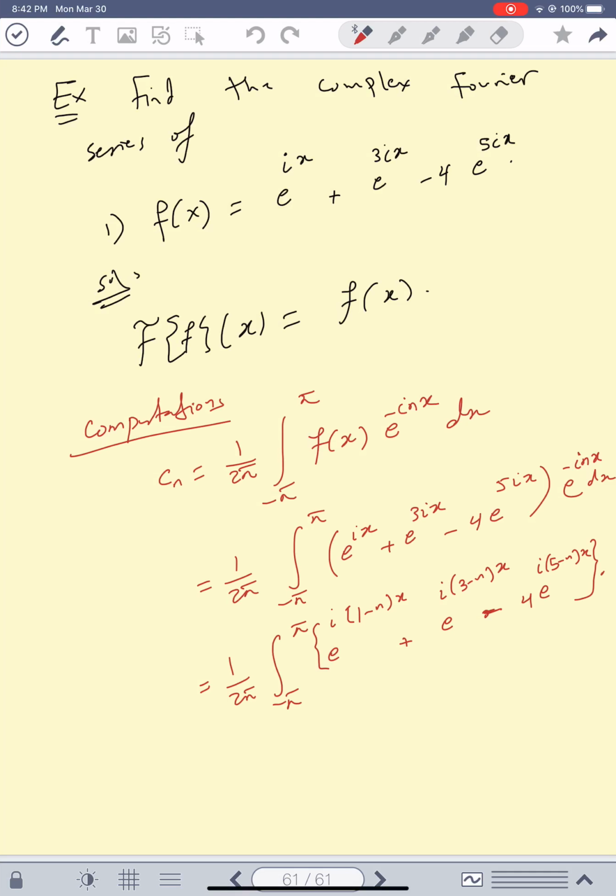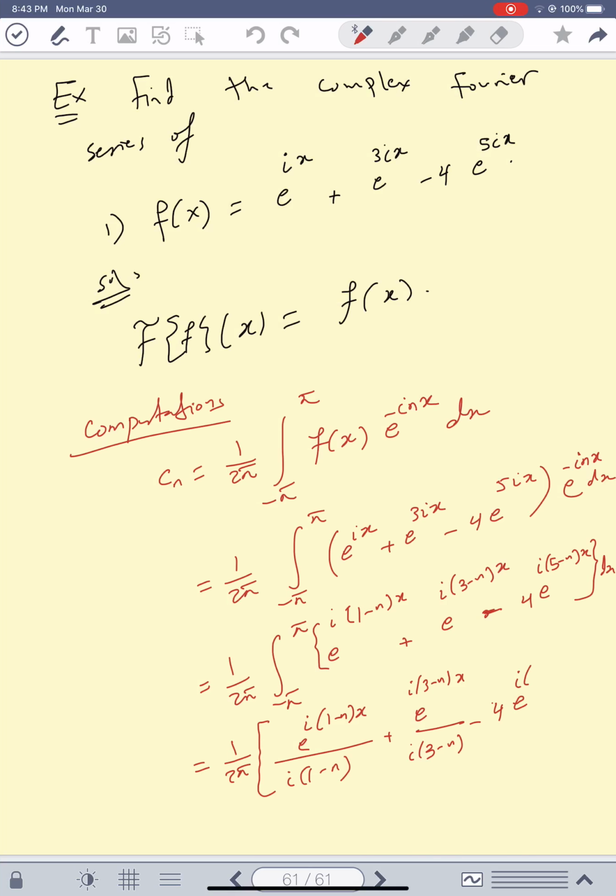And now clearly, if you integrate these functions, we need to start a little before. This is 1 over 2 pi. This is e to the i(1 minus n)x over i(1 minus n). e to the i(3 minus n)x over i(3 minus n).